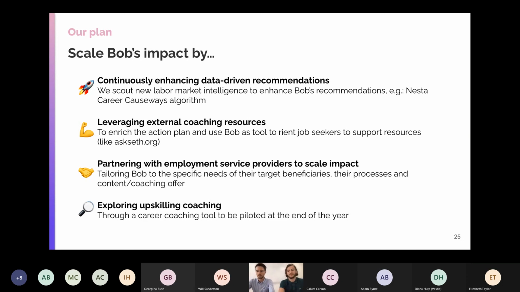And also in partnership with the RSA, we are piloting very soon in the UK an upskilling coaching feature with the objective to be able to help early career individuals move up in their career by leveraging training opportunities. And so this is something that we will be piloting in the UK by the end of the year, and currently being piloted in France.